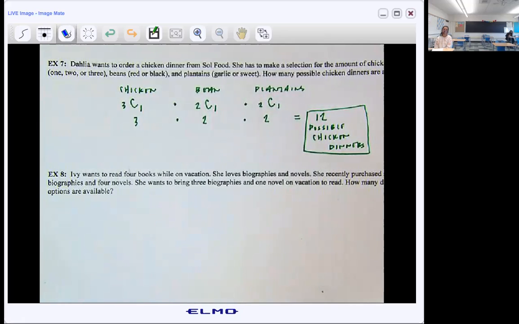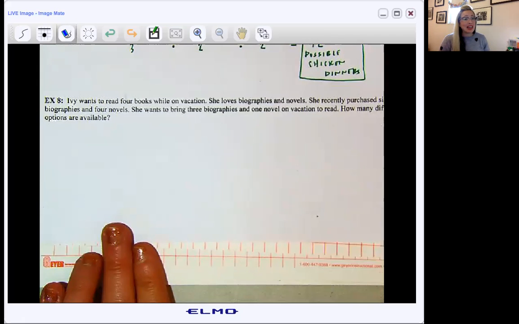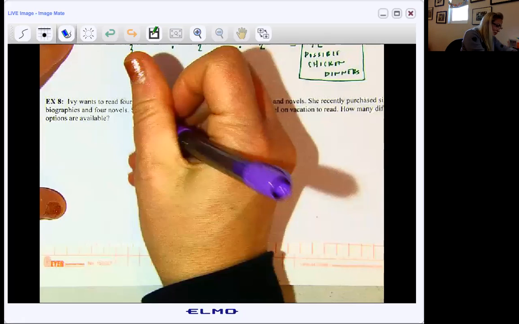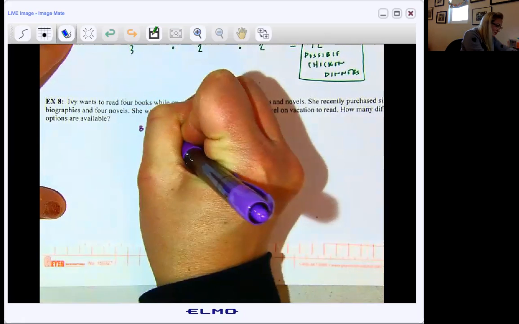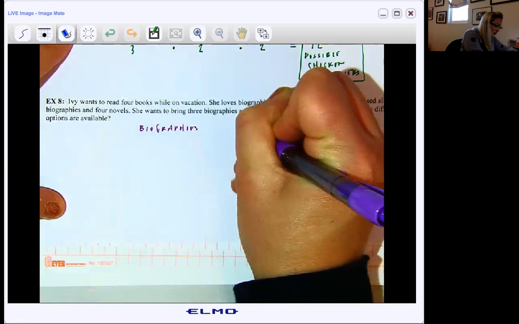All right, got 1 more. Example 8. We've got Ivy here. Ivy wants to read 4 books while on vacation. She loves biographies and novels. So just like before, we had 3 different pools to pick from: the chicken, the beans, the plantain options. Now we're saying biographies and novels. So I'm going to write, here we're looking at biographies and novels.